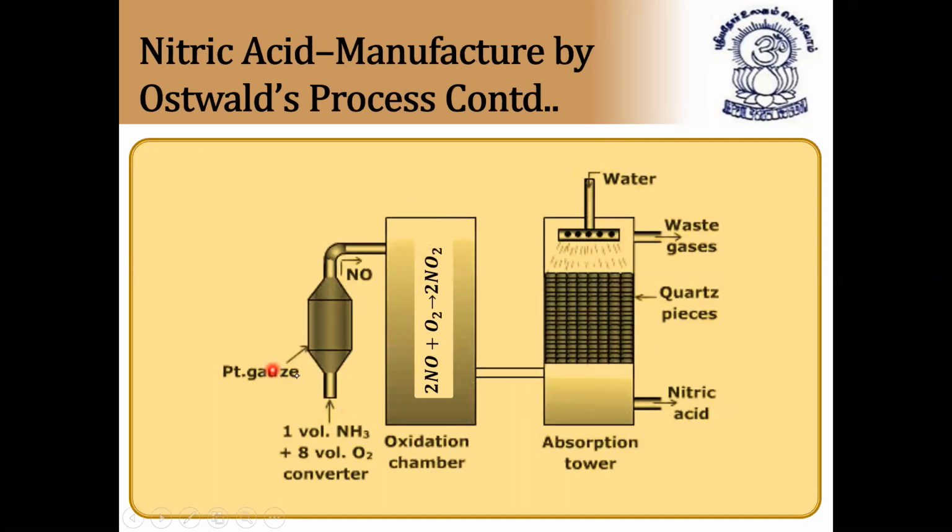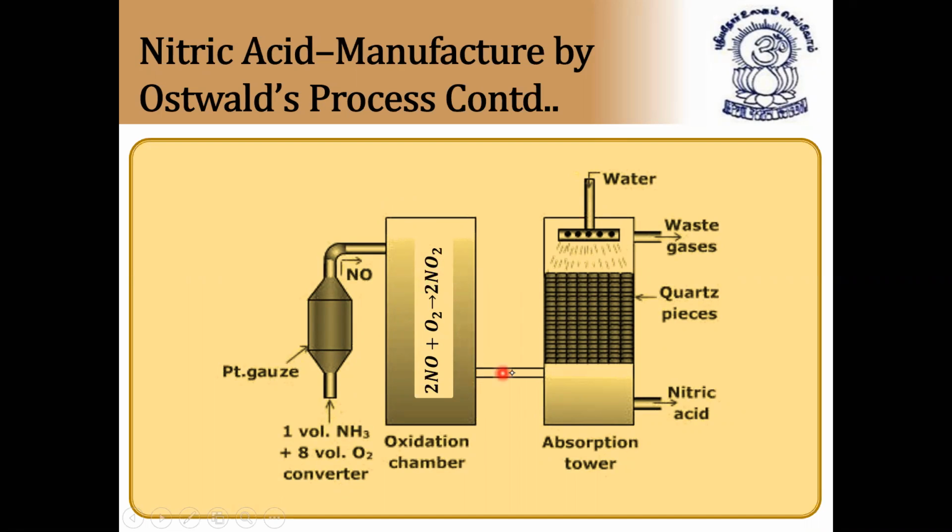Next, this is the manufacturing. This is the platinum gauze. One volume of ammonia and 8 volumes of oxygen is taken in the container, and in the presence of platinum, it forms nitric oxide, a colorless neutral gas. This is sent into the oxidation chamber where it gets further oxidized to nitrogen dioxide. Here it forms a reddish brown color gas.